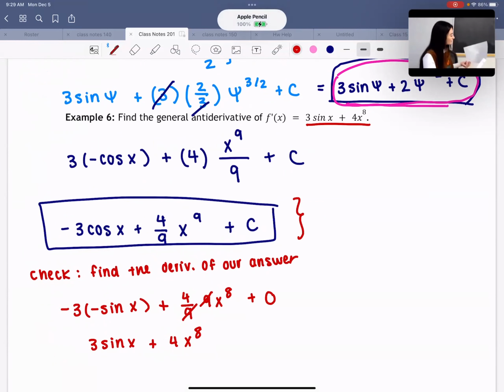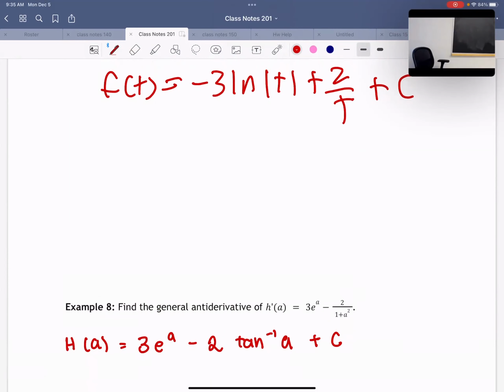If you flip to the back page, I have example 7 and example 8. If you want to give the next ones a try after that, that's fine. But why don't you try 7 and 8 and we'll come back in a little.